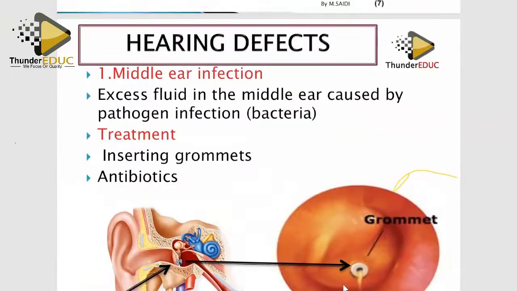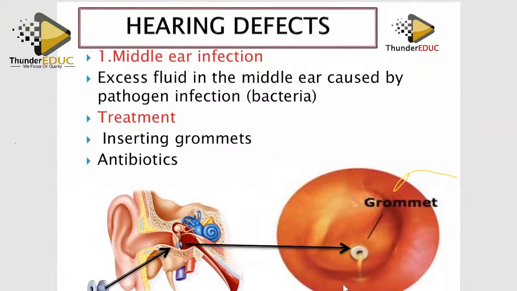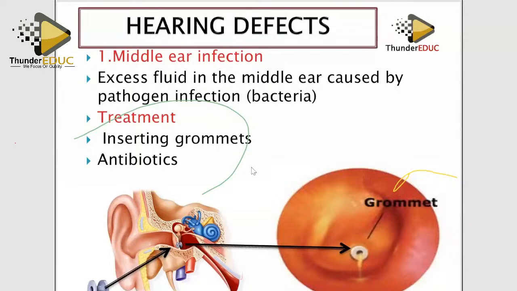All right, it's fine. So deafness, we say that you can be deaf, partial deaf, or completely deaf. Okay, so the first of the things which causes this deafness is middle ear infection. This is excess fluid in the middle ear. What causes that is a pathogen. A pathogen can be a bacteria. Remember, a pathogen is a disease-causing organism. Anything which causes diseases is called a pathogen. So this infection, in most cases, is caused by a pathogen.